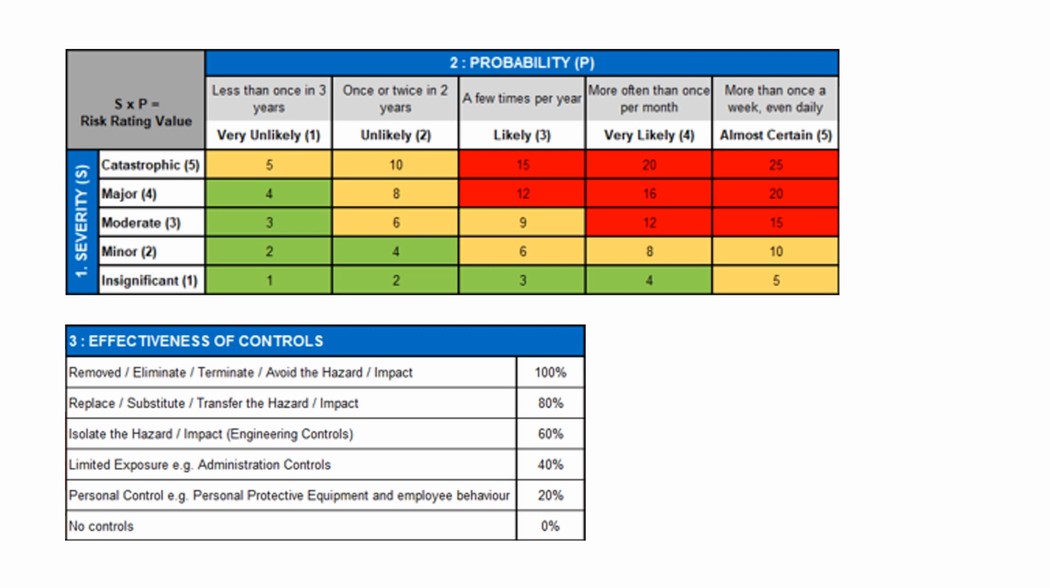Then we want to use our effectiveness of controls, which you can see is based on the hierarchy of control, starting with the elimination, then moving to replacing, substituting, transferring, then isolating your engineering controls, limiting the exposure through administrative controls, and finally resorting to personal protective equipment, each with its own percentage of effectiveness.